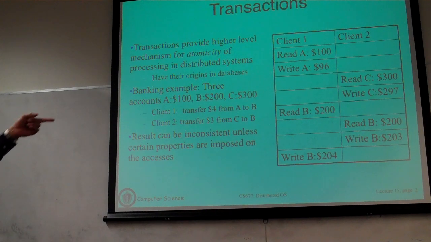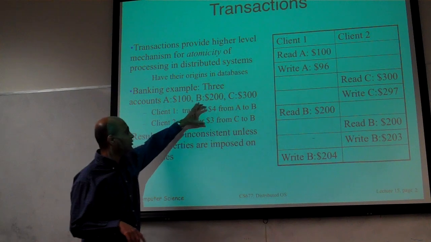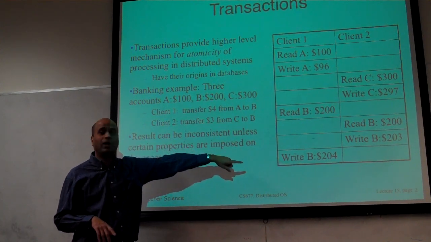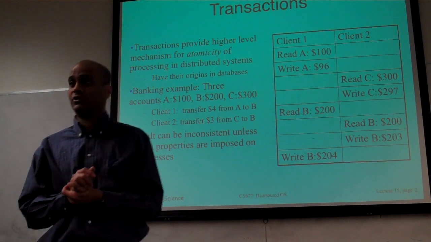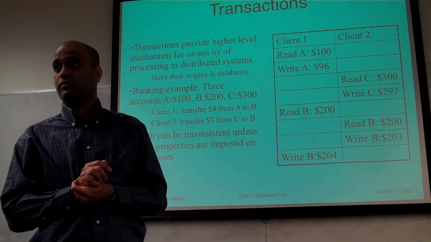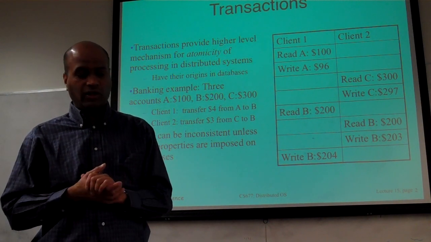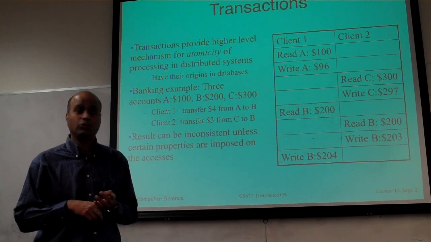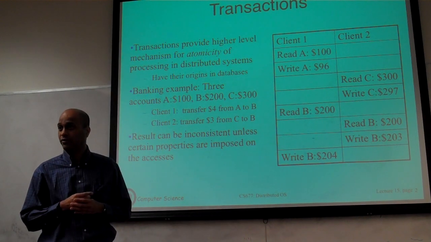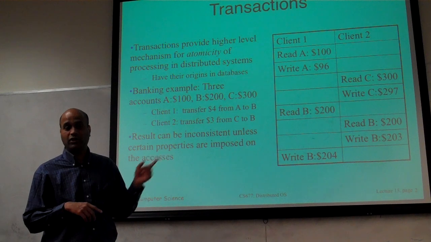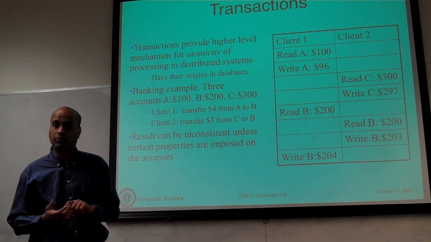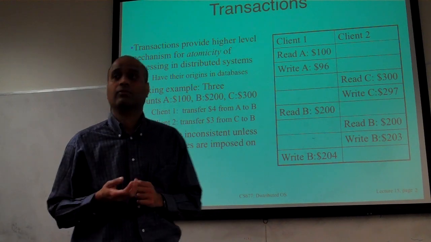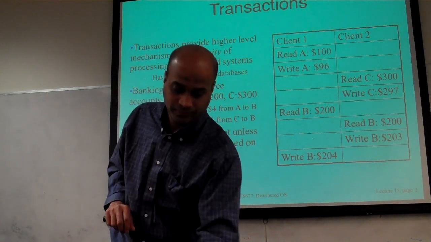This clearly is inconsistent, because what we would have wanted is, if both of these operations succeeded, the account balance of B should have increased by 7, not by 4 or 3. So this is a very simple example to show, A, you should have used locks, which shouldn't have happened at all, first of all. And B, you actually need more than locks, you need transactions, as we'll see, to give us even stronger properties. Example clear, right?